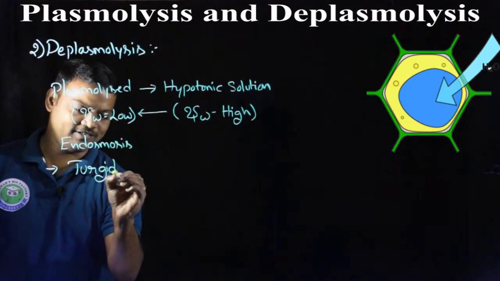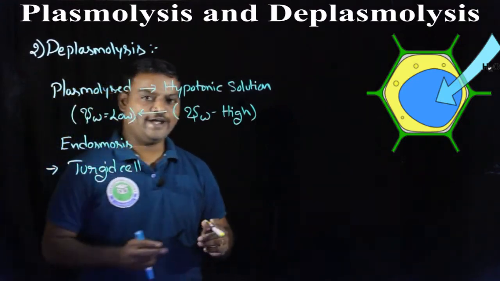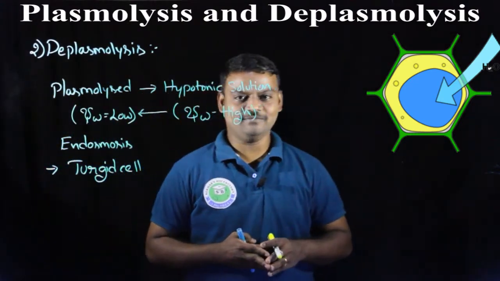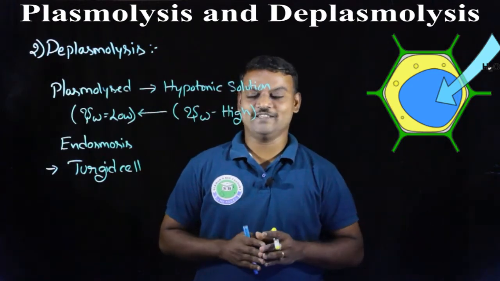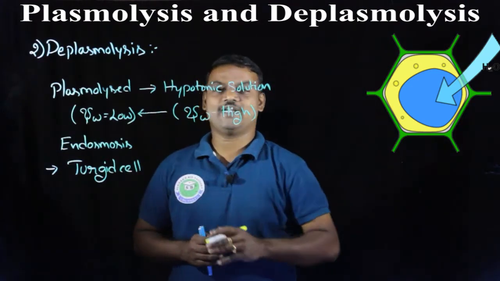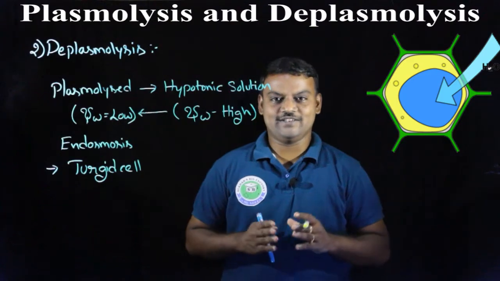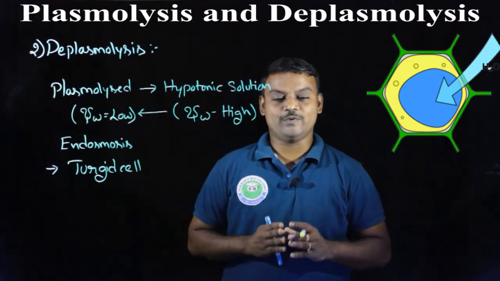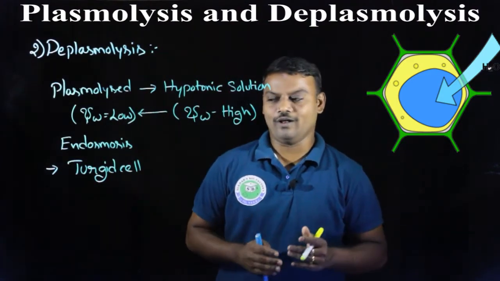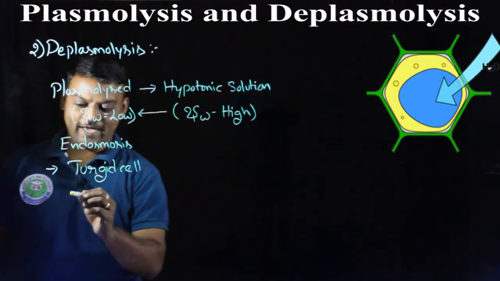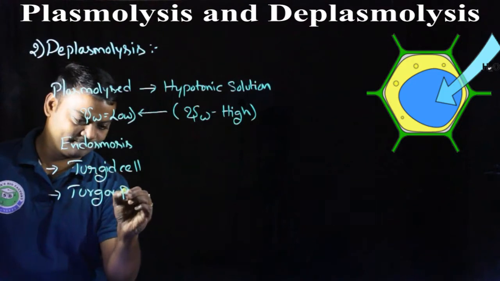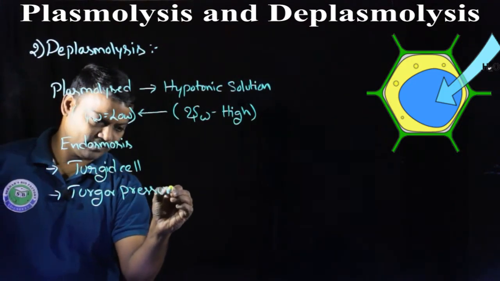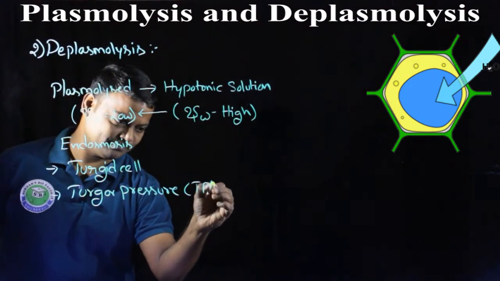It is called a turgid cell. Due to entry of more water into the cell, the protoplasm creates pressure on the surrounding walls. That cell is called a turgid cell. In this turgid cell, the pressure the protoplasm creates on the wall is said to be turgor pressure, and it is denoted with Tp.